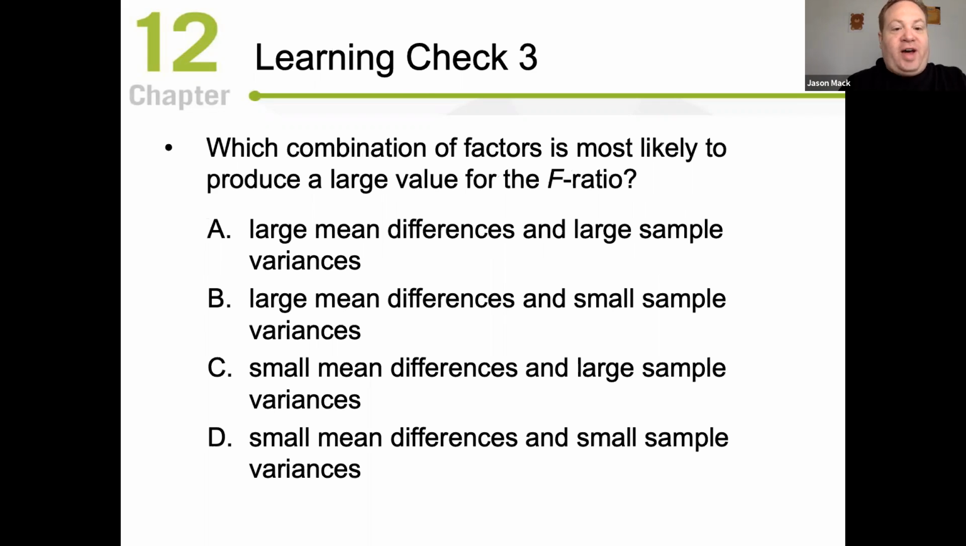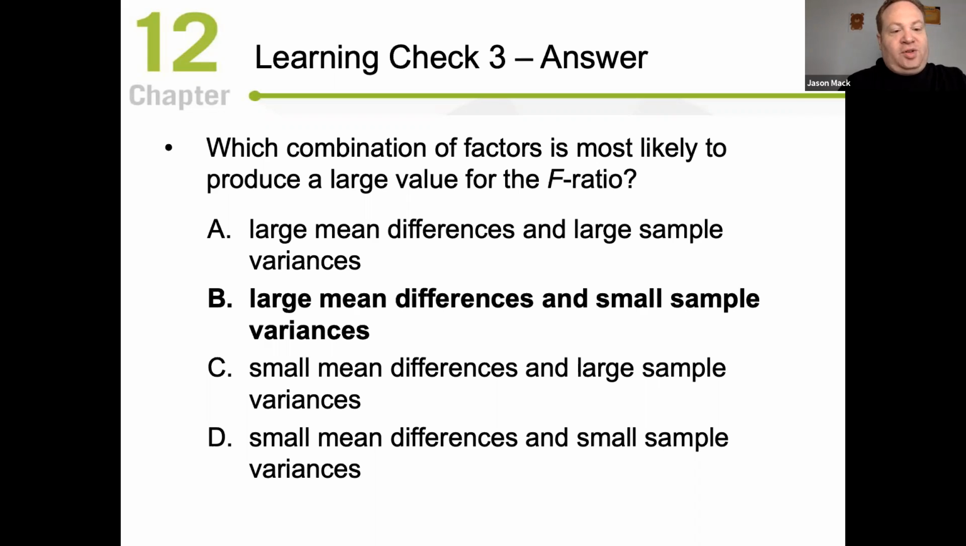Which combination of factors is most likely to produce a large value for the F ratio? Large mean differences and large sample variances, large mean differences and small sample variances, small mean differences and large sample variances, or small mean differences and small sample variances. Your answer is large mean differences and small sample variances.